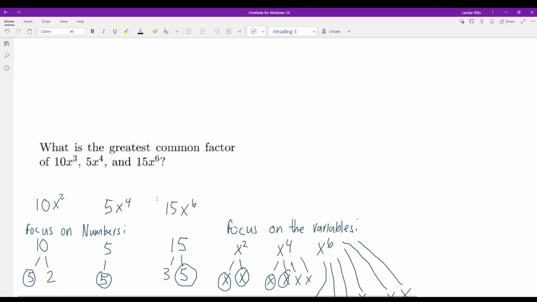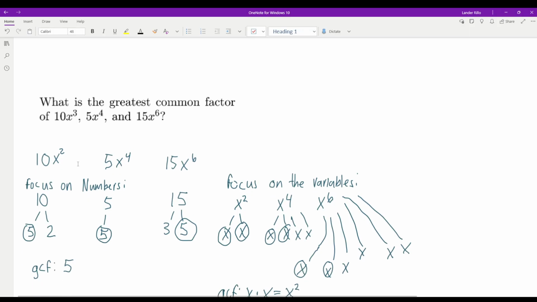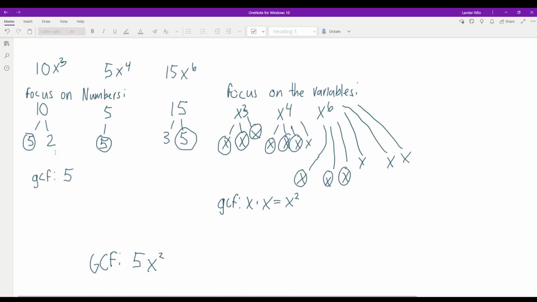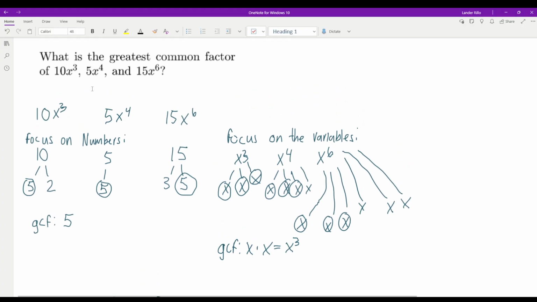Okay? Make sense? Oh, x cubed. It was meant to be x cubed. So there is going to be another x here, and there's x common in all of them. So it's x cubed, not x squared. Apologies. But it's still the same method. It's still the smallest exponent, so it is x cubed. So 5x cubed is your greatest common factor between these.